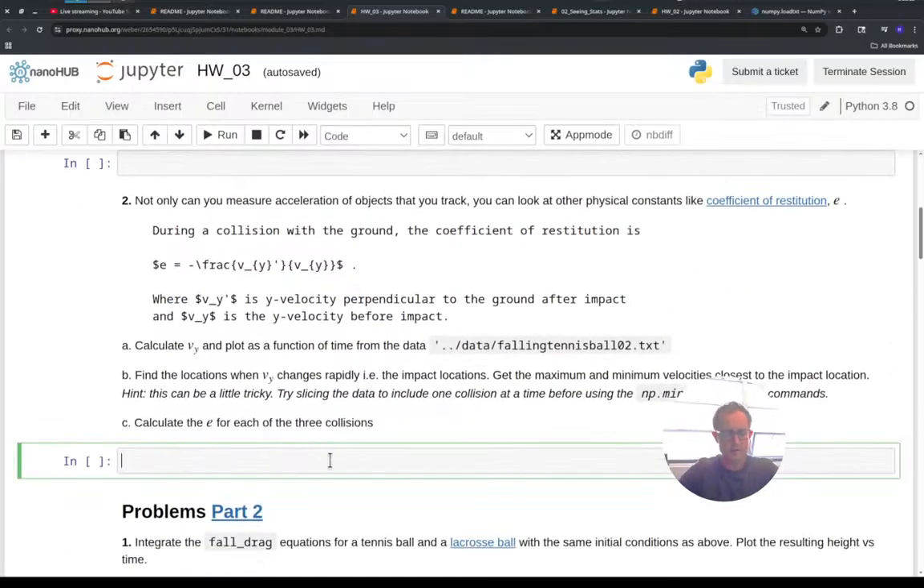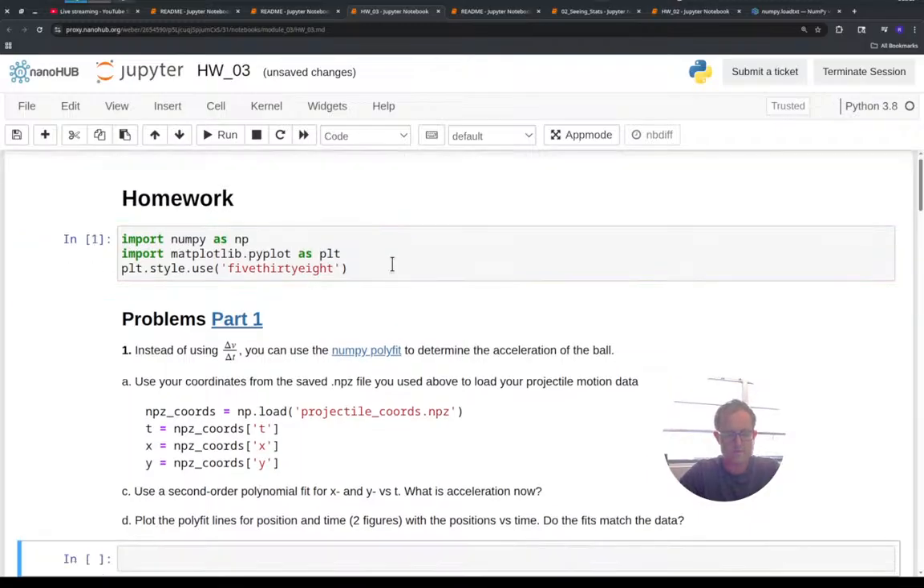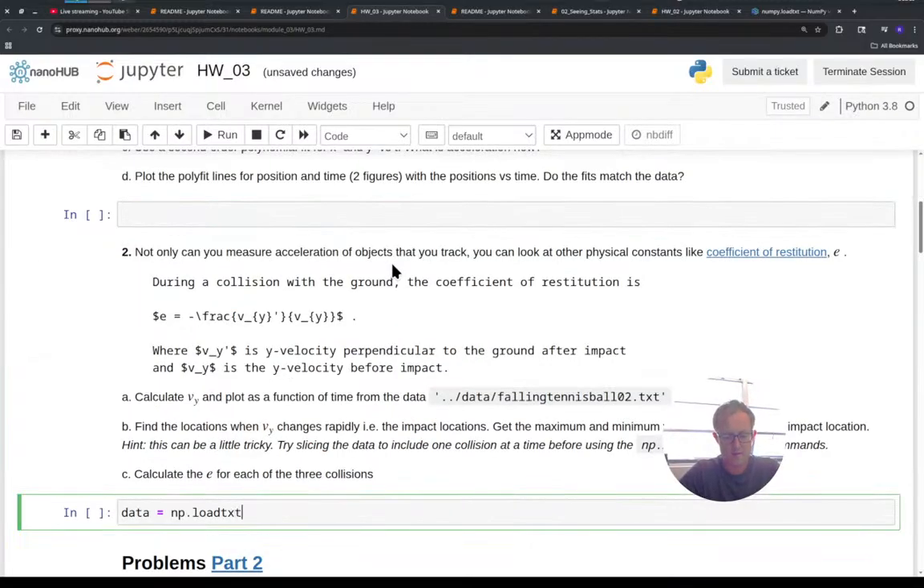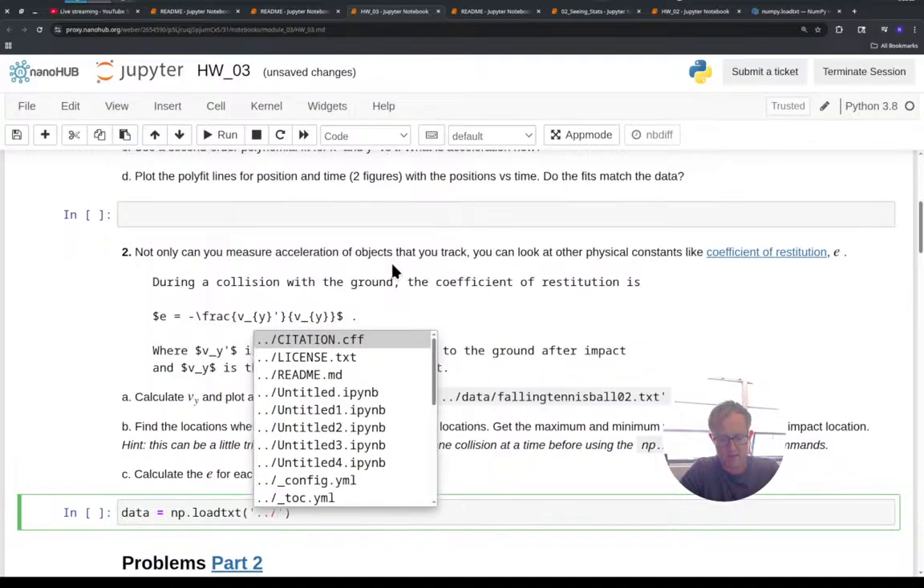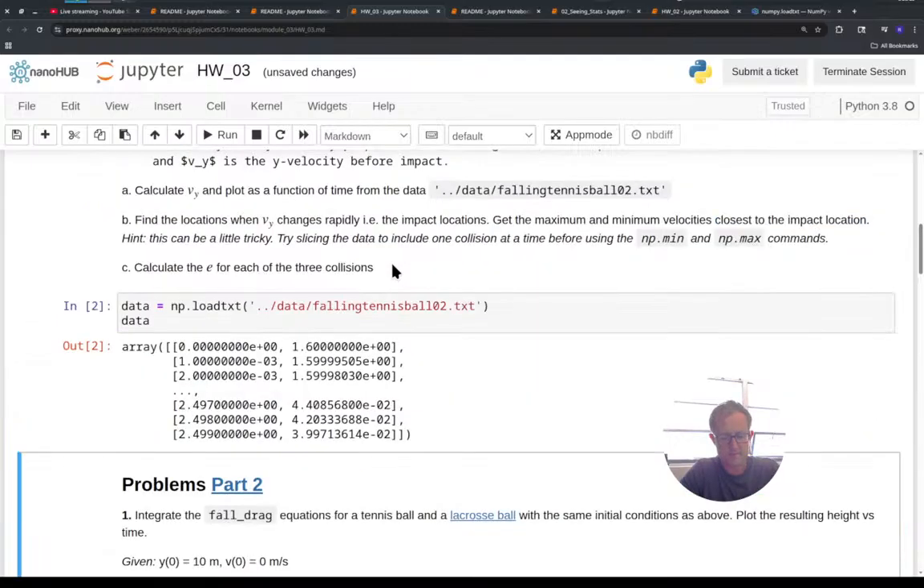All right, so let's load in this data. So I'll load text of, oh, I should run this first. Load text of data, falling tennis ball 02. Let's see if that works.